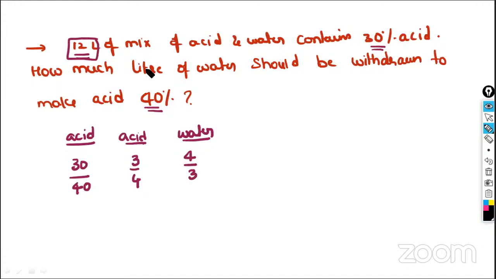Now the initial mixture is how much? 12 liters. That means 4 parts is 12 liters. The final part is how much? 9 liters. Then how much is reduced? One part. One part is how much? 3 liters. How much do I have to withdraw? 3 liters of water. That's it.